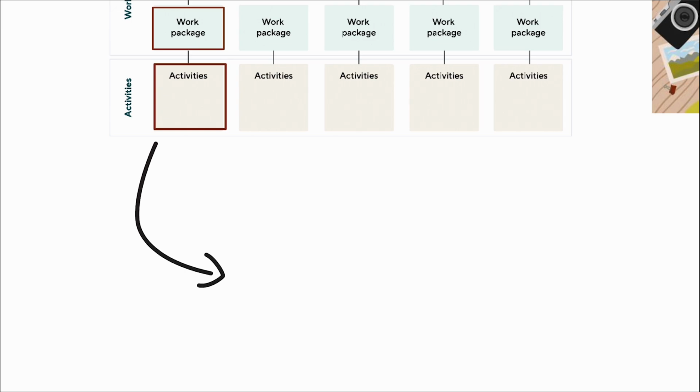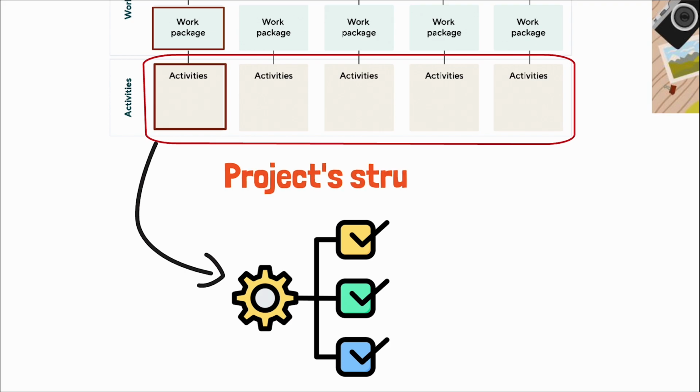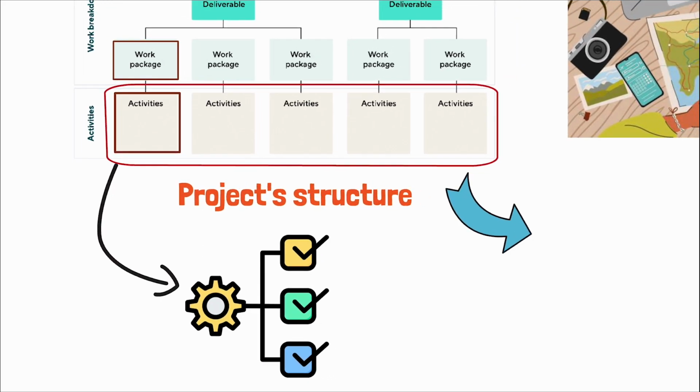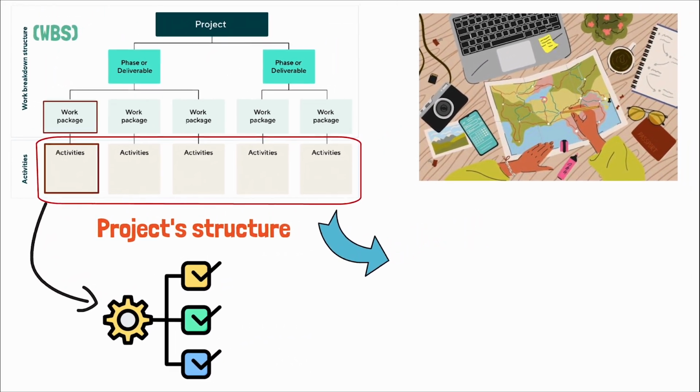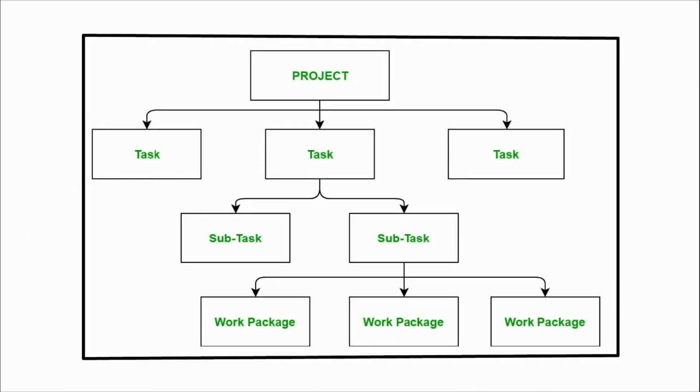Each segment is a stepping stone towards the final deliverable, and their collective assembly forms the project structure. This breakdown is crucial for project planning and control, as it allows for a granular approach to task assignment, progress tracking, and resource allocation. The development of a WBS can take many forms.